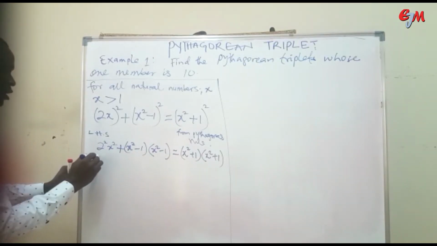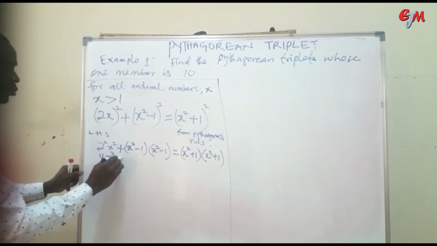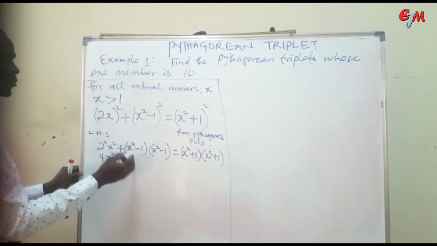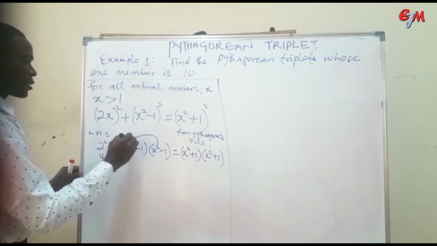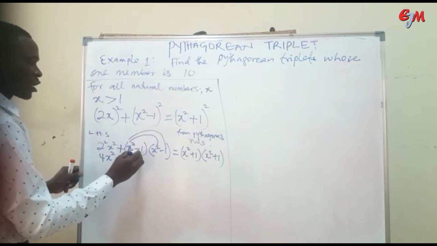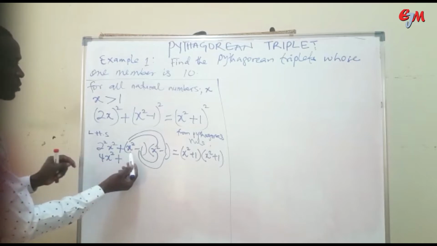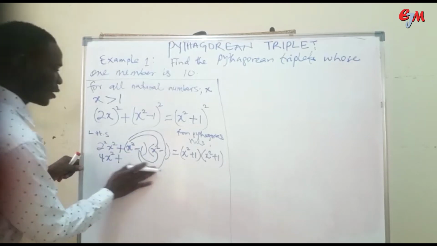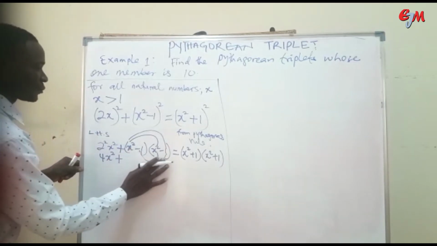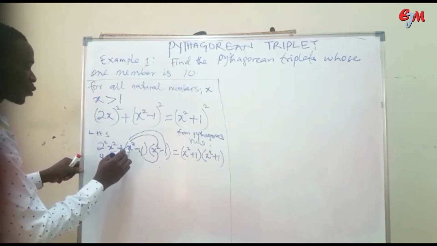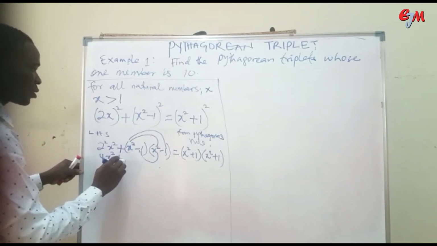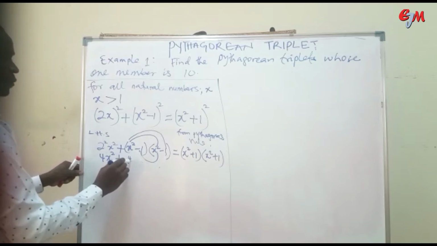Alright, 2 squared is 4x squared, plus, now you can expand. How do you expand? The first term will multiply this, first term will multiply this, second term will multiply this, second term will multiply this. So when the first term and this one multiply, what I'm going to have here is x squared times x squared, and that gives you your x power 4.